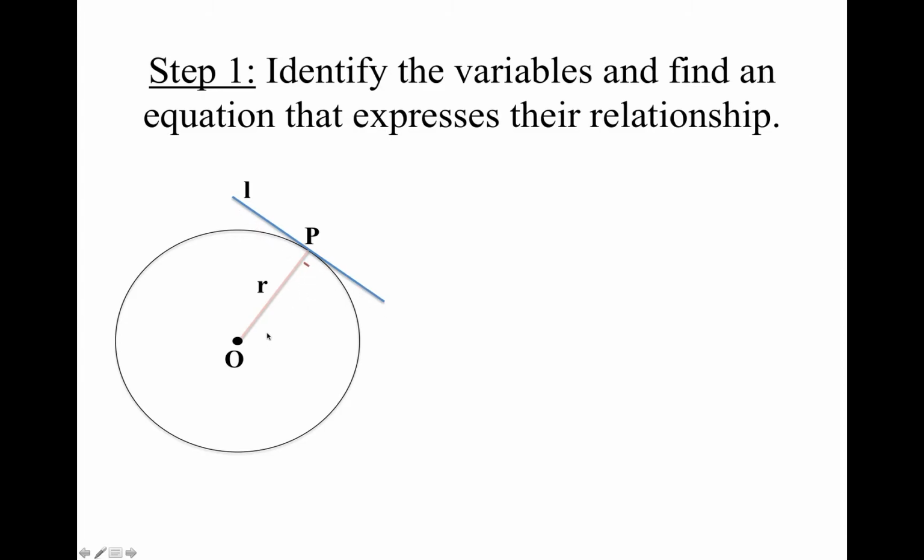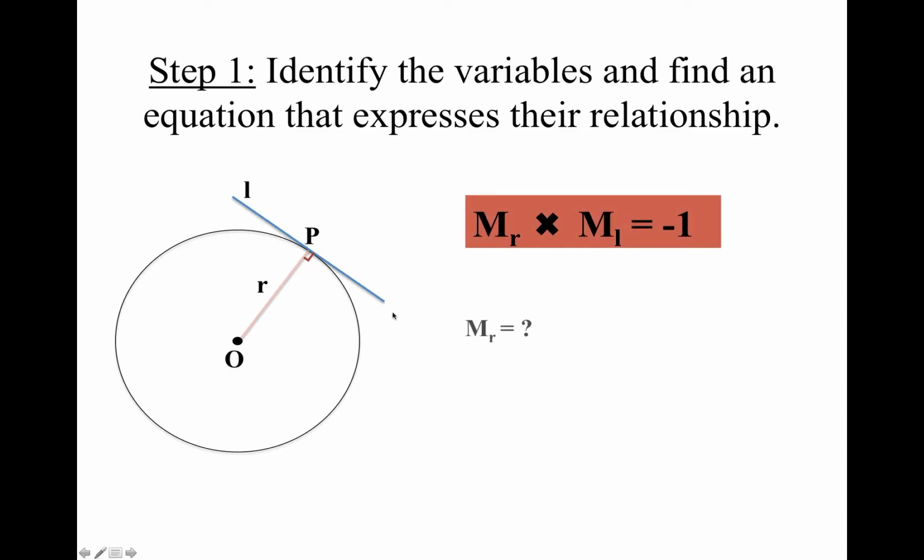What we need to show is that they are perpendicular to each other, which, as we know, means that the product of the slopes needs to be equal to -1. So this is the equation that expresses the relationship between these two lines. So our variables are the slope of the radius and the slope of the tangent line.